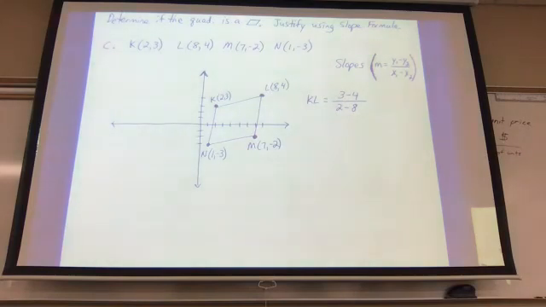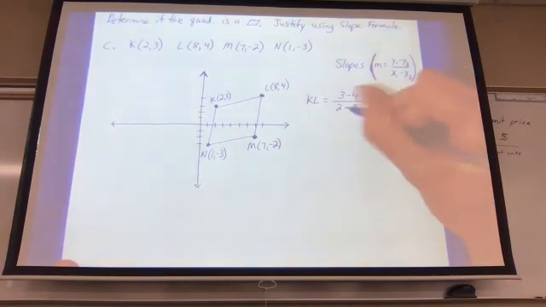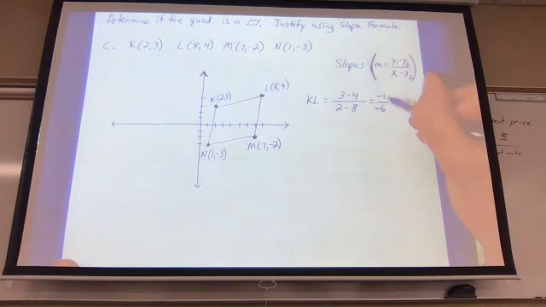If you went 4 minus 3 on top, you'd have to go 8 minus 2 on the bottom. Then we can simplify it. 3 minus 4 is negative 1. 2 minus 8 is negative 6. When you have a negative over a negative, those become positive. Our slope of KL is going to be 1/6. So it's a fraction. Yeah, like I said, most of them will be.